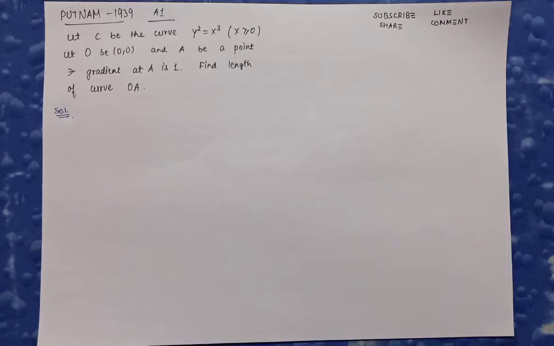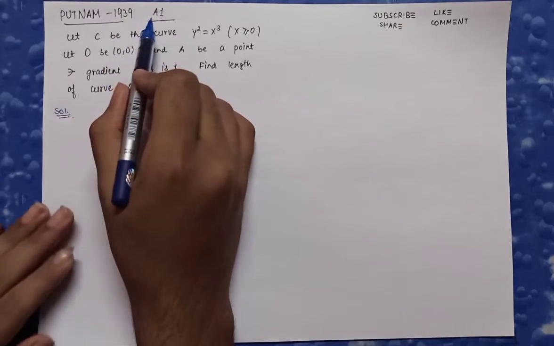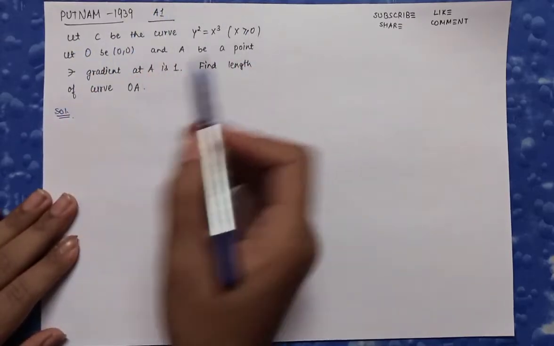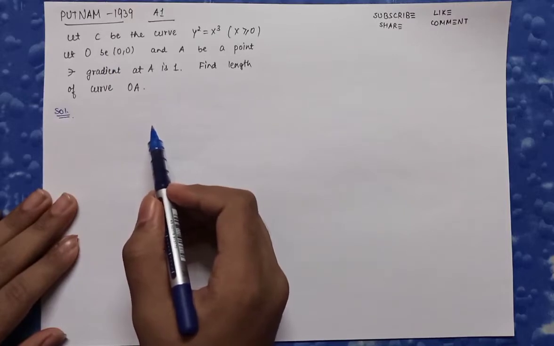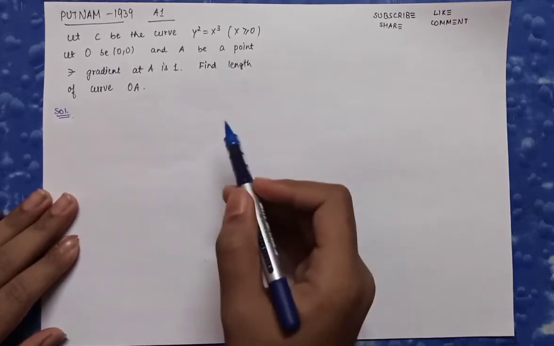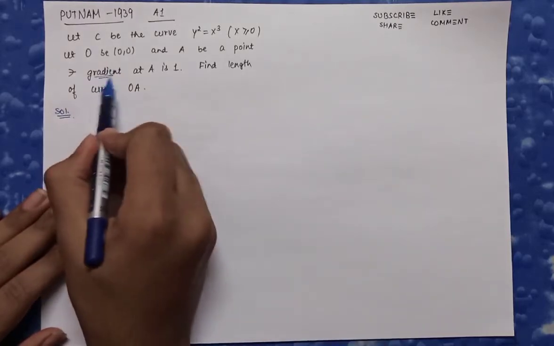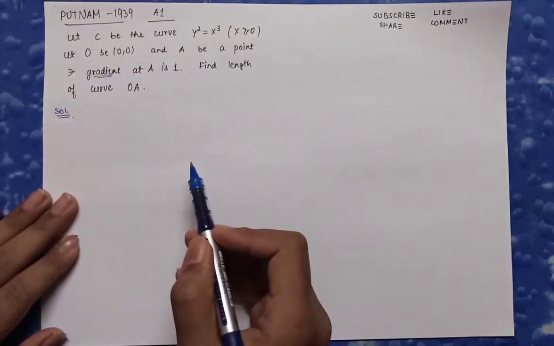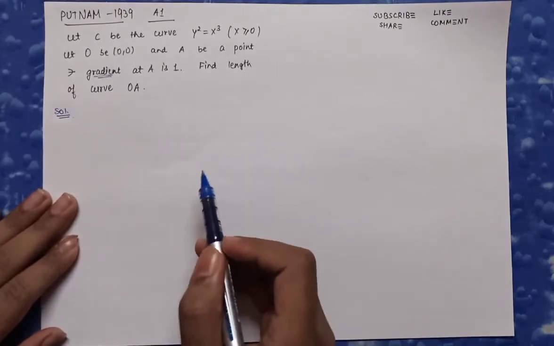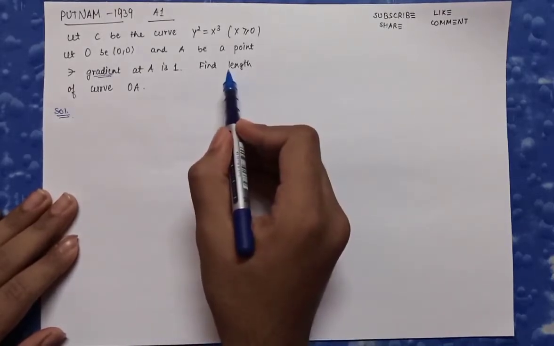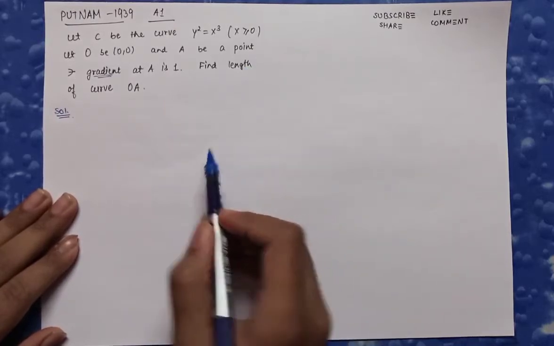Hello guys, today I have brought one more problem from Putnam which was asked in 1939, which was the problem A1. Before describing the question, I would like to share that this question uses some integration and derivation as well, because you can already see that its question contains gradient, which is obviously part of differential calculus, and also we are going to find length, so we are going to use integral calculus as well. So let's start this question.